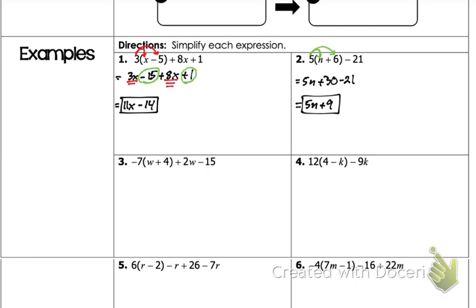Here's the thing. What am I distributing in number 3? What's in front of it? A negative. We have to worry about signs when we have negatives. So when I distribute that 7 to that w, would I end up with a negative 7w or a positive 7w? Negative 7. I would have a negative 7w.